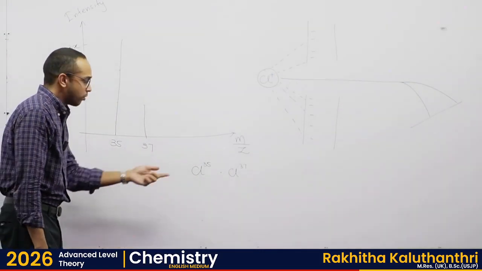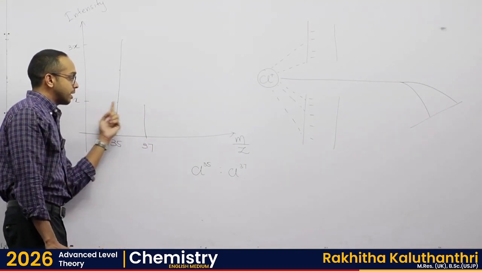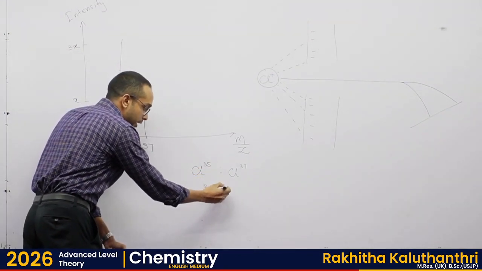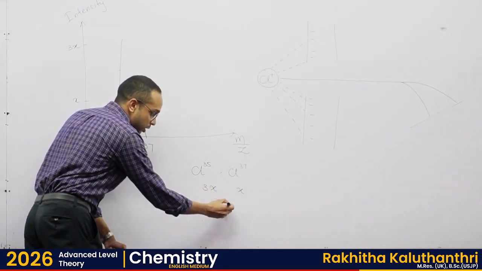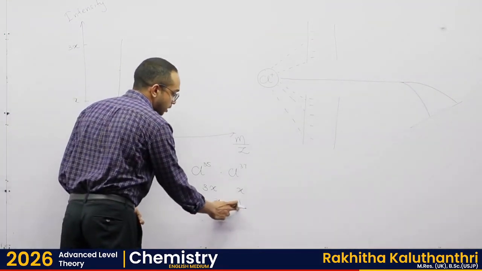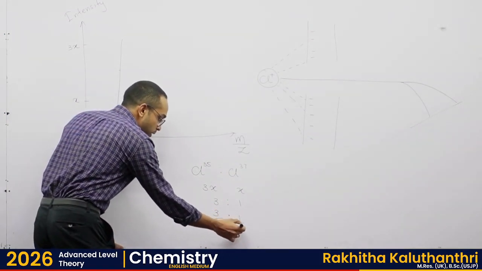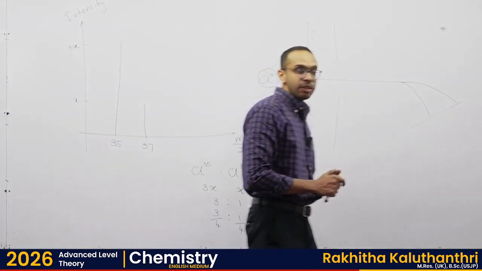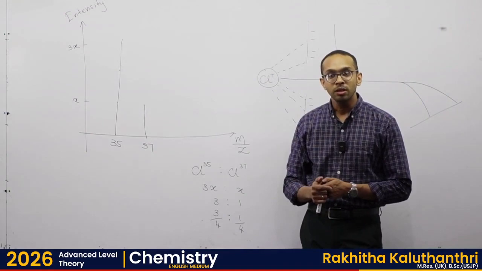abundance means how much of each is usually present in a sample. You can very clearly see the abundance ratio here. Since the chlorine 35 peak is 3 times taller than the chlorine 37 height, we can just write the abundance ratio is 3:1. You can express this as fractions as well. So 3:1, if you express this as fractions, it will be 3/4 to 1/4. 3/4, if you turn it into a percentage, will be 75%. 1/4 will be 25%. Is that understood?